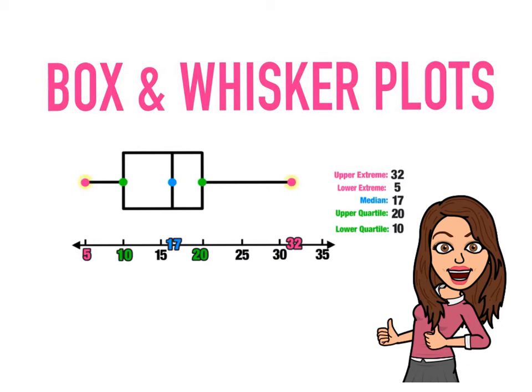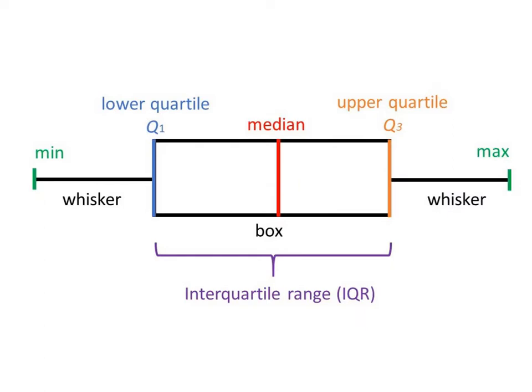In this video, you will learn how to create box and whisker plots. A box and whisker plot is a way to visually display and analyze data. It consists of the minimum value, the maximum value, the lower quartile, which is quartile 1, the median, which is quartile 2, and the upper quartile, which is quartile 3.